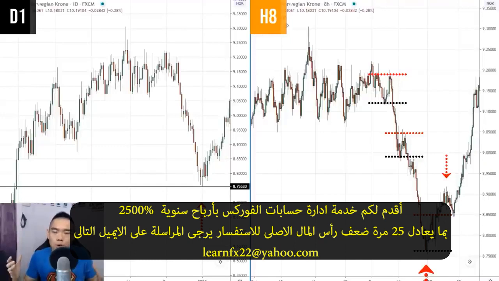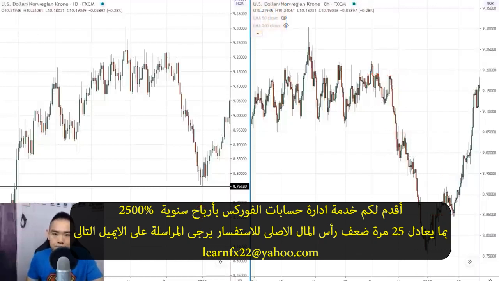And this is how you want to trade the break of structure technique: lean against the higher time frame first and foremost, and then you look for a break of structure on the lower time frame. Make sense? Great. So let's look at another example.